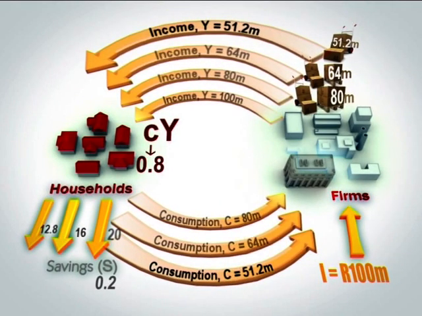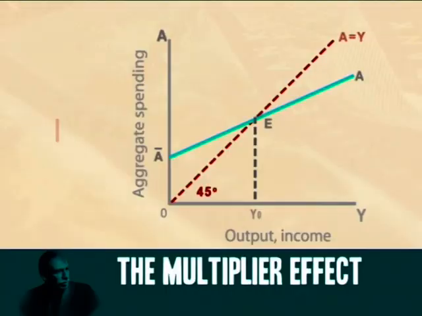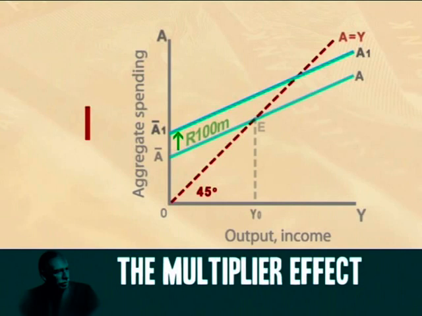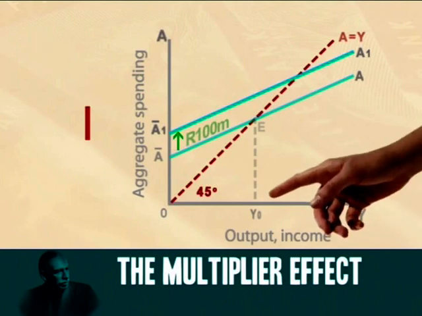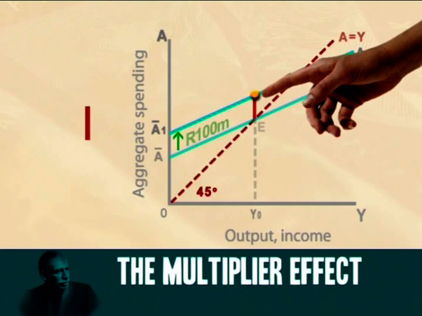We're going to see how it translates to our goods market diagram. An increase in autonomous spending, like that initial increase in investment, causes a parallel upward shift of the total spending curve, a shift equal to the increase in investment. The vertical intercept goes up by 100 million rand. At the original level of income, Y0, total spending now exceeds the level of output by that much.